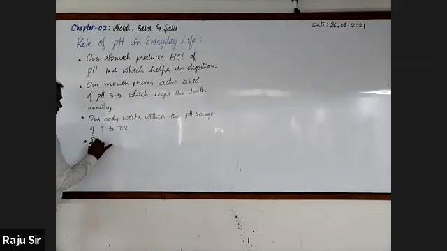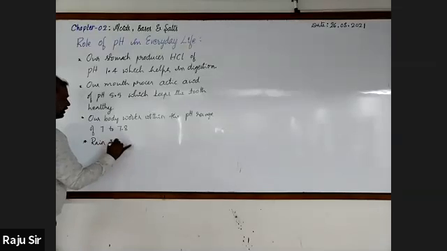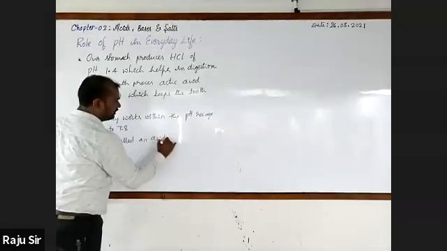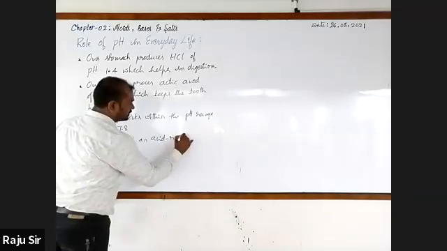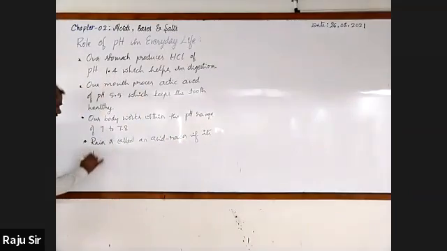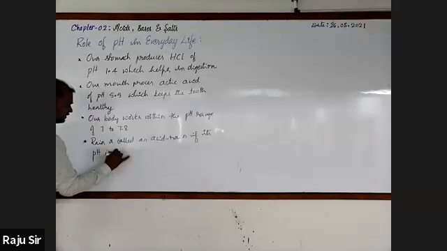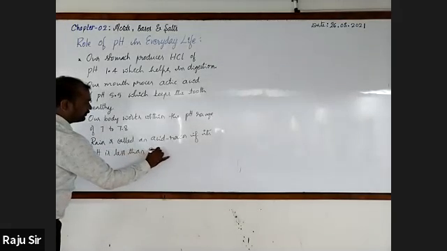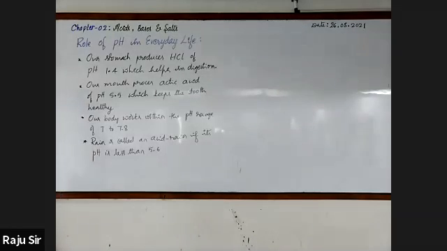Rain is called acid rain if its pH is less than 5.6.